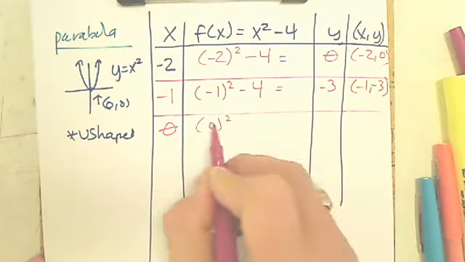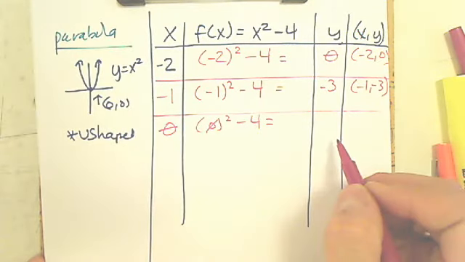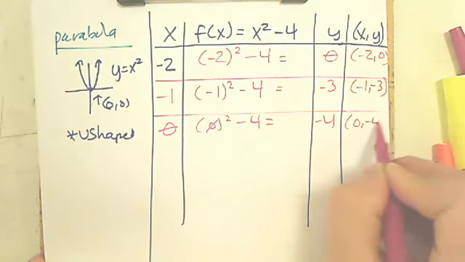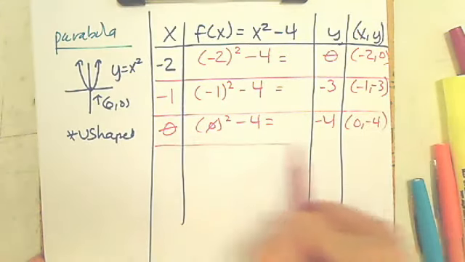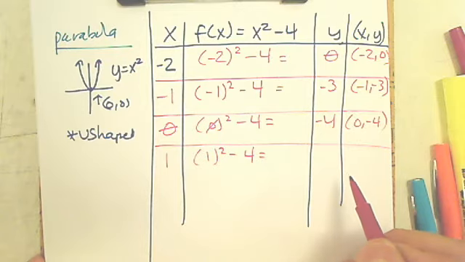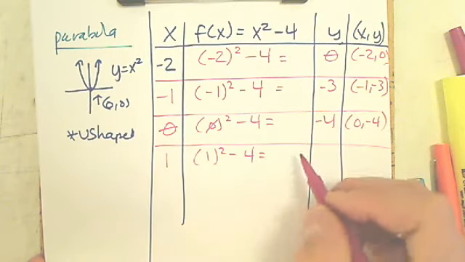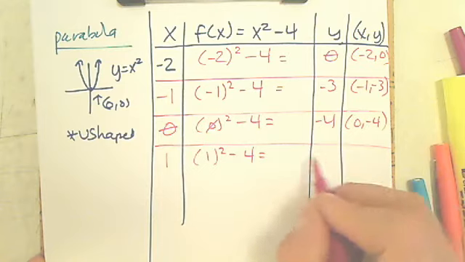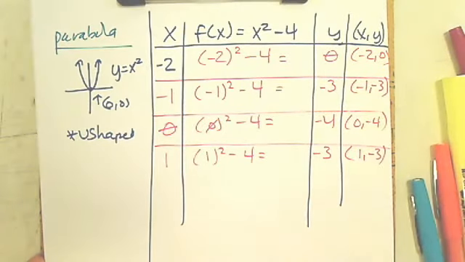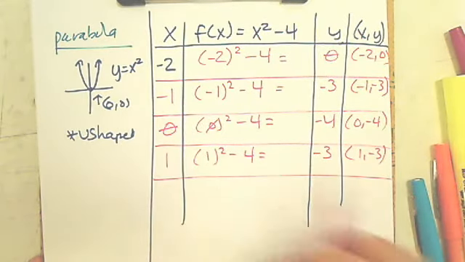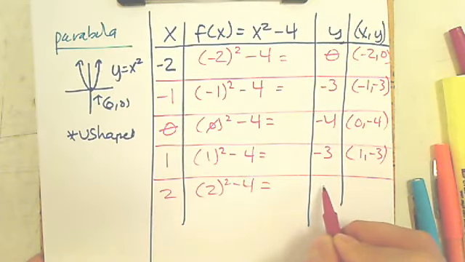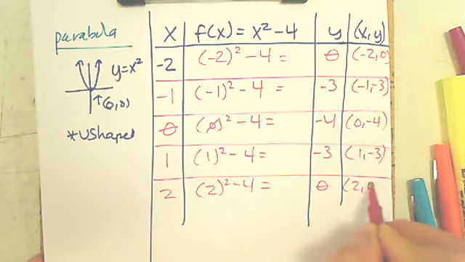0. 0 squared minus 4. Emily? 0 minus 4? -4. 0, -4. 1. 1 squared. Hannah? 1 squared is 1 minus 4 is -3, right? 1, -3. And the last one, Toby Lee, 2 squared minus 4. 0, so 2, 0.